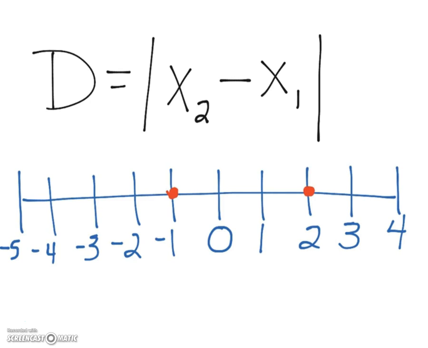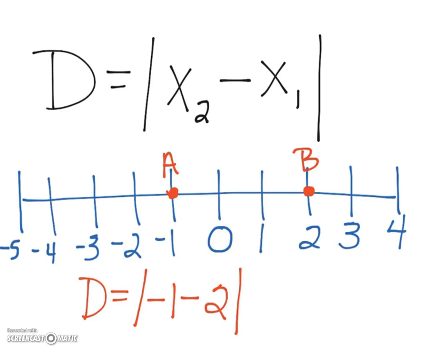Okay, so I've drawn us a number line, and on here we have 2 points. We're going to call these points A and B. And we want to know the distance between those 2 points. On a number line, you have a couple of options. First way we're going to solve it is using the formula at the top of the page. So our distance from A to B would be the absolute value of -1 minus 2. Remember, these are absolute value bars.